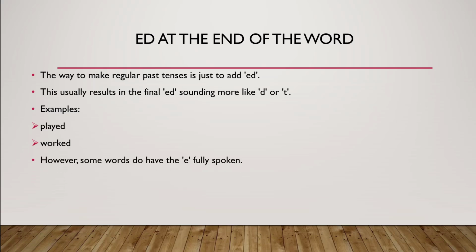But there are some words where it's fully spoken, so this last syllable. For example, wicked and beloved. So why these are different, I'm sure there's a reason. I personally don't know what it is. Let me know in the comments if you know. I'll be interested to learn.